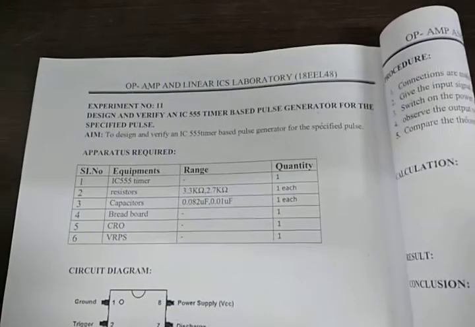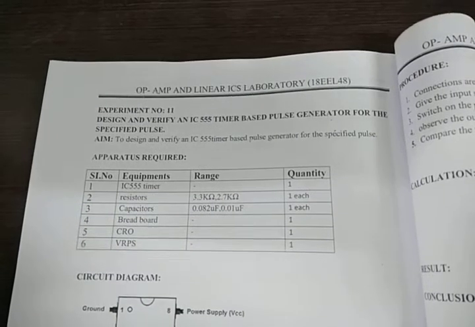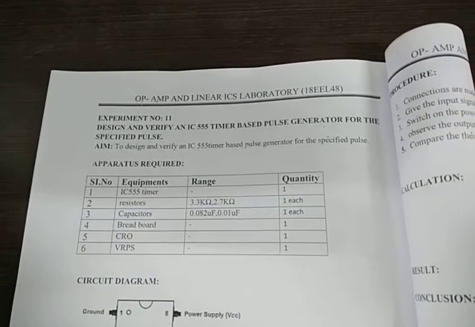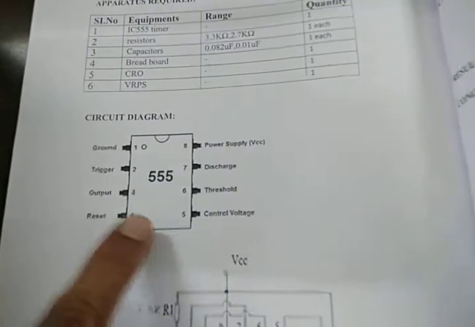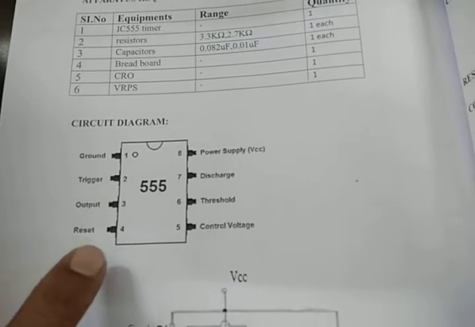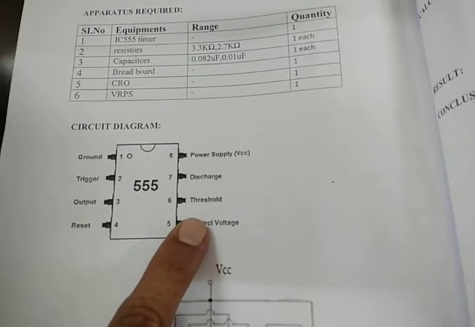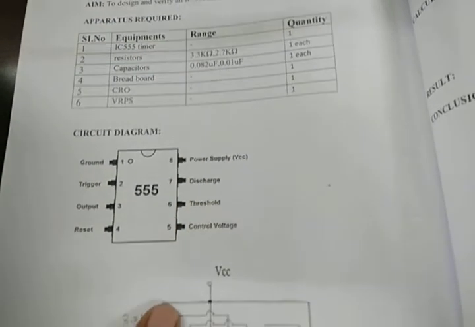Good afternoon, students. Today we'll be explaining the experiment on designing and verifying an IC 555 timer based pulse generator for the specified pulse. So this is the timing diagram. It has various pins: ground pin, trigger pin, output pin, reset pin, control voltage, threshold voltage, discharge pin, and the power supply VCC pin.